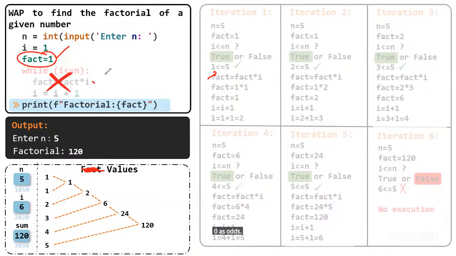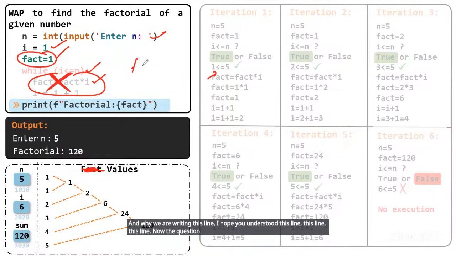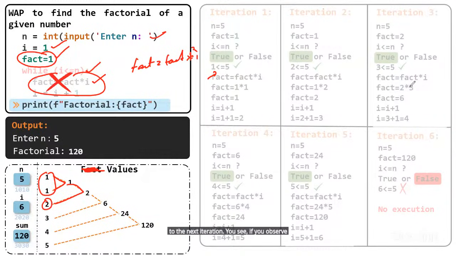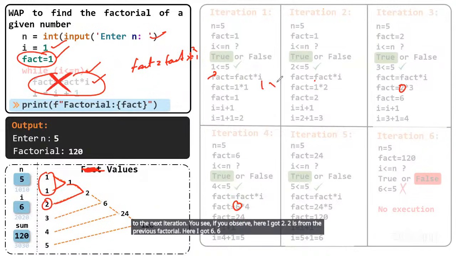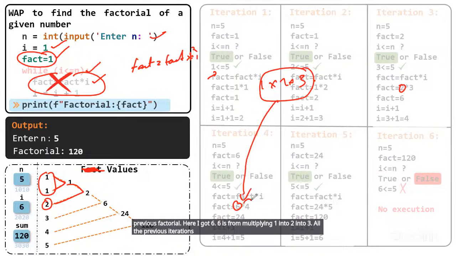And why are we writing this line? I hope you understood this line, this line, this line. Now the question mark is this one. Fact is equal to fact into I. Why do we have it? Because we are carrying the product of all the previous iterations to the next iteration. Here I got 2, which is from the previous factorial. Here I got 6, from multiplying 1 into 2 into 3. All the previous iterations, I'm bringing it. I'm generating a new number and multiplying that with the new number. So if I multiply both of them, I'm getting 24. That is why we are writing it in this manner.